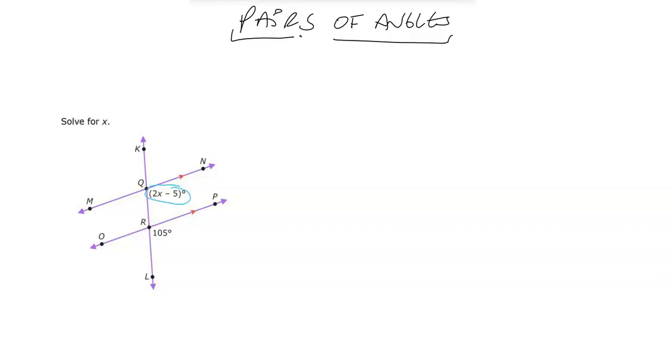They are on the same sides. One of them is inside of the parallels, and one of them is outside. So I can see that this pair is a corresponding pair of angles. Corresponding angles are congruent. That means they measure the same.